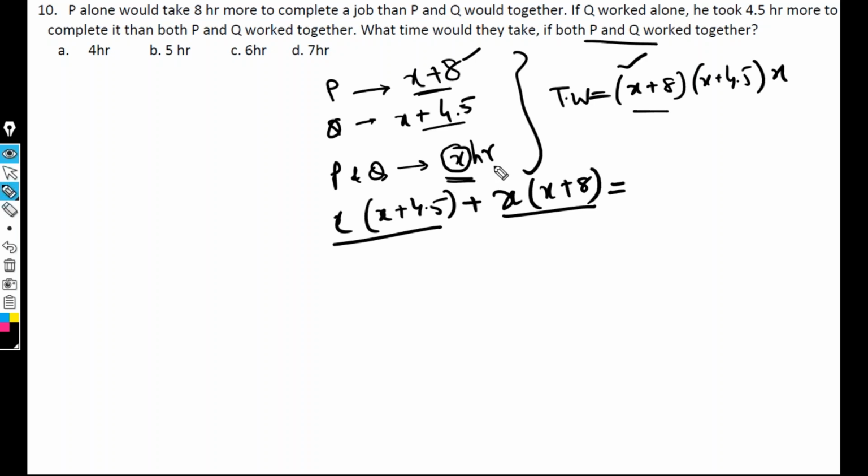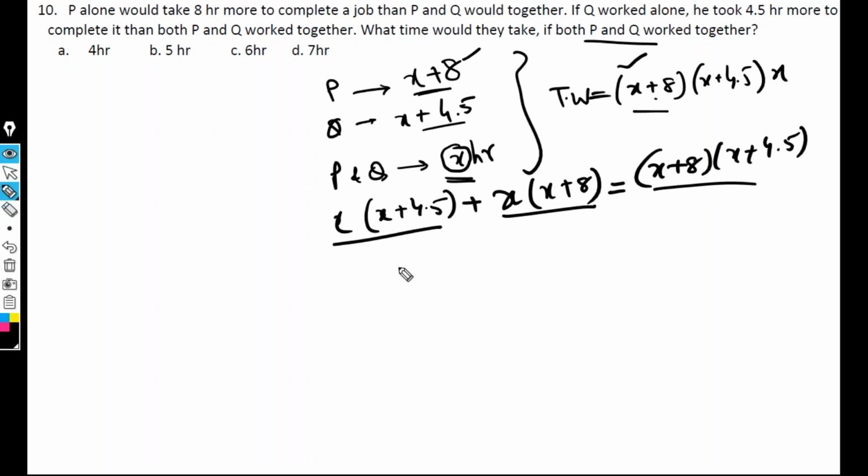So P and Q take X hours to complete the total work. So in 1 hour, they will be completing total work upon number of hours, which is X plus 8 into X plus 4.5 units in 1 hour. Now, one thing is clear, when we are going to solve it, it is going to be a quadratic equation. So let's simplify this a bit to understand it more.